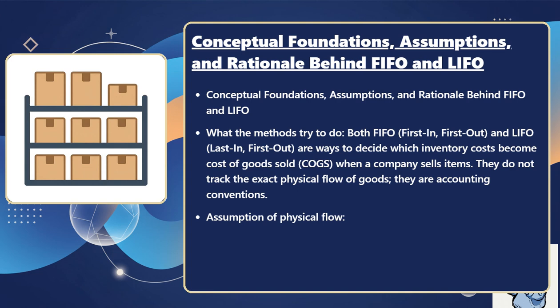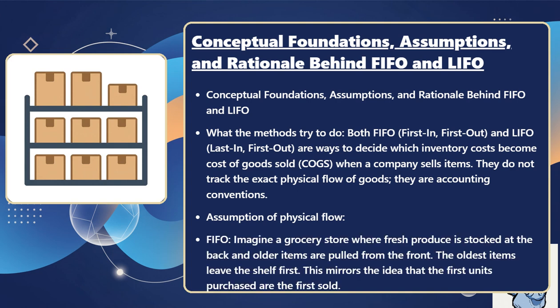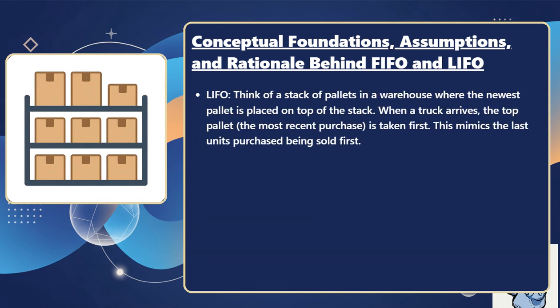Assumption of physical flow. FIFO: imagine a grocery store where fresh produce is stocked at the back and older items are pulled from the front. The oldest items leave the shelf first. This mirrors the idea that the first units purchased are the first sold. LIFO: think of a stack of pallets in a warehouse where the newest pallet is placed on top of the stack. When a truck arrives, the top pallet, the most recent purchase, is taken first. This mimics the last units purchased being sold first.